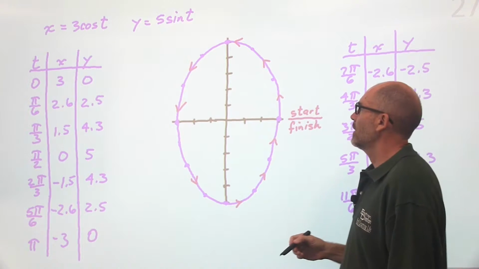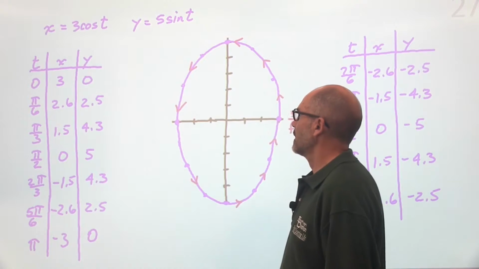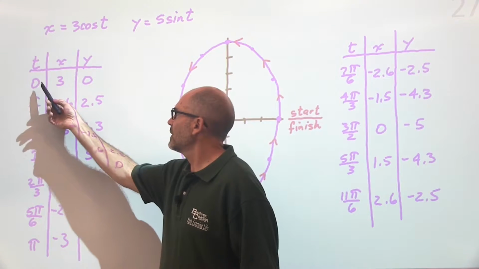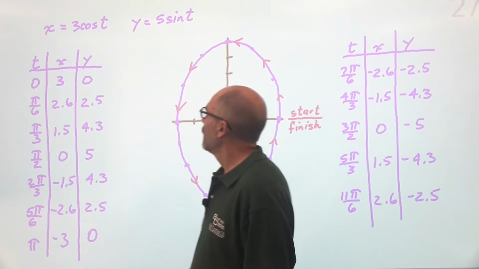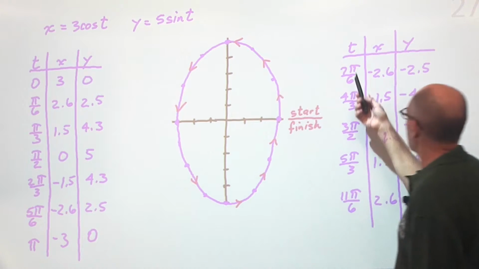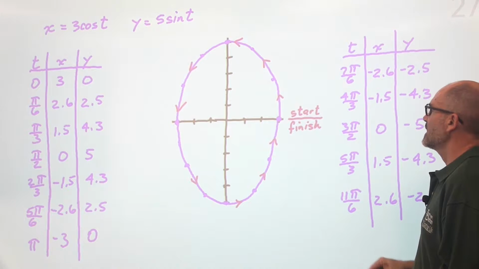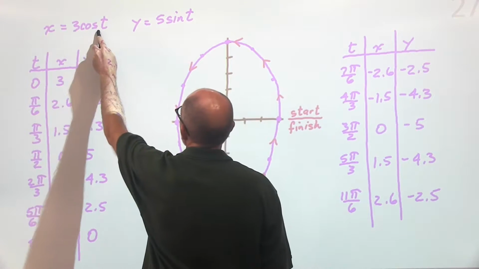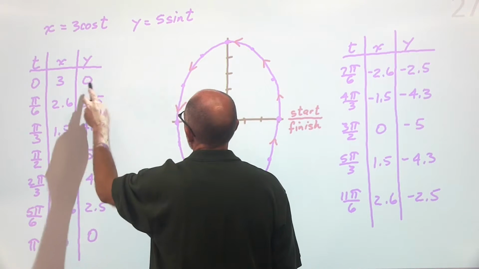Now, let's try another one. x equals 3 cosine t and y equals 5 sine t. Well, this time, what t's are we going to choose? We're going to choose t values that make convenient sines and cosines. So I'm picking from 0 to pi, and then I'm going to continue on from pi to 2 pi. Okay, so when t equals 0, x is 3 cosine of 0, which is 3 times 1, which is 3. y is 5 sine of 0, which is 5 times 0, which is 0.